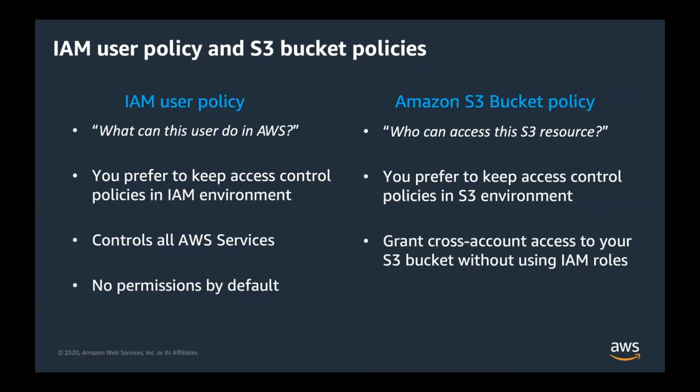So how would you distinguish how you would use each of these policies? If you want to centralize the way you define who has access to what and which buckets, you can potentially do it through IAM. But if you want to keep access control to S3 only through S3, you could potentially use S3 bucket policies as well. You can also grant cross-account access to your S3 bucket without using IAM roles. So your S3 bucket policies can use ARNs, or Amazon Resource Names, that are unique to give you access into environments that don't necessarily belong to you either.